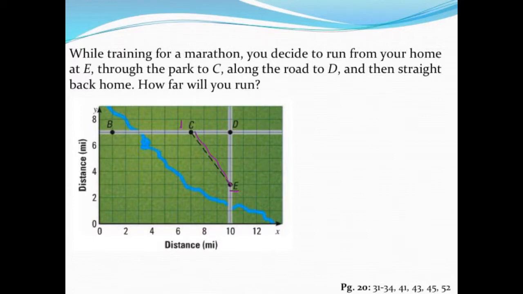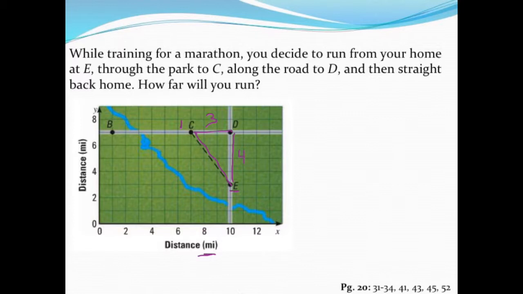From the park, we're running along the road. We don't need the distance formula for that because we can count horizontal distances. I can see that that's just a distance of 3. Noticing my units, 3 miles. And then from point D, we're running back home. Again, I don't need the Pythagorean theorem or distance formula to find that side. I can just go ahead and count vertically and say that's a distance of 4 miles.